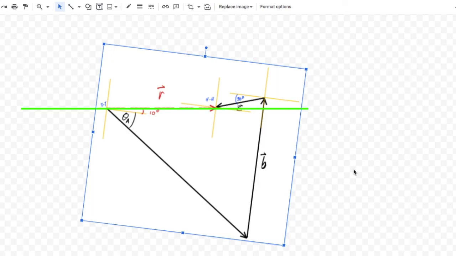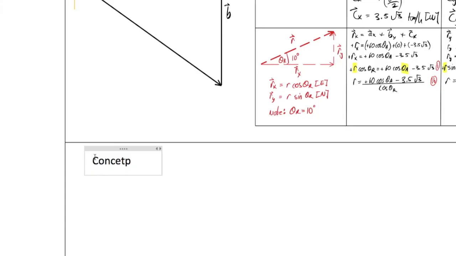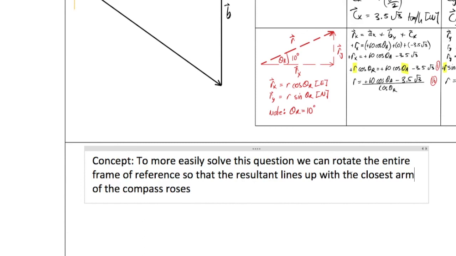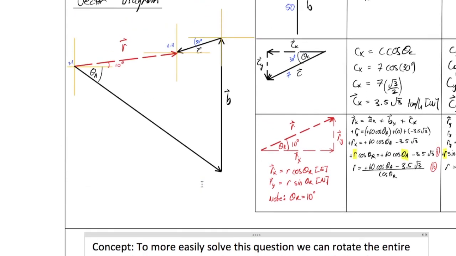So let's pop back into OneNote and take care of that problem. So here's the concept, now spelled correctly. To more easily solve this question, we can rotate the entire frame of reference so that the resultant lines up with the closest arm of the compass rose. So let's come up to our diagram.